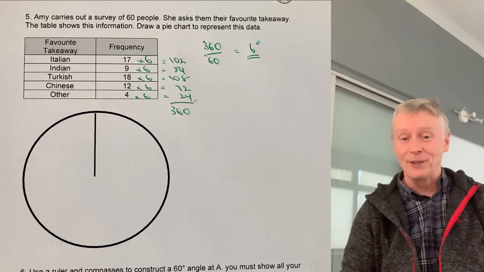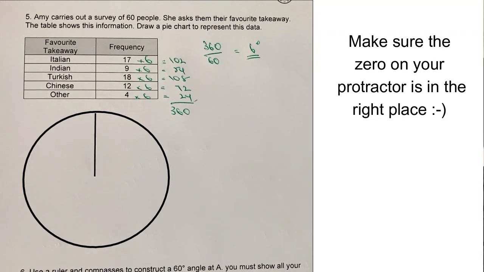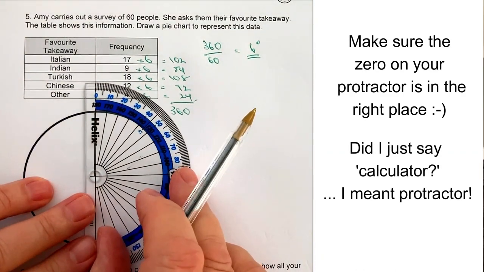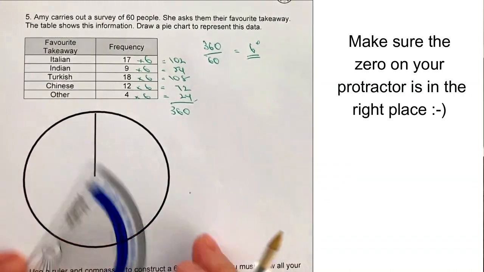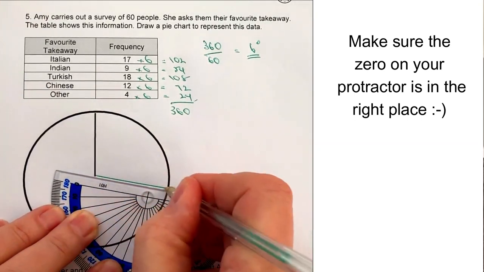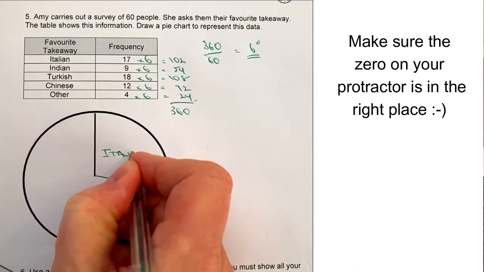Now this is where it's going to be a little bit tricky on the video, but we'll see how we get on with it. Okay, so the first thing I'm going to do is get my protractor and look for Italian. Now Italian I know is 102 degrees, so I'm going to mark that there with a little dot. I'm going to put a line across. Okay, and that's for the purposes of this video. Hopefully this is okay for you.